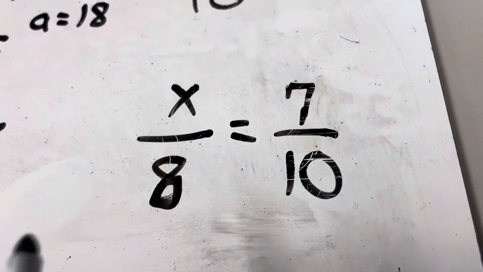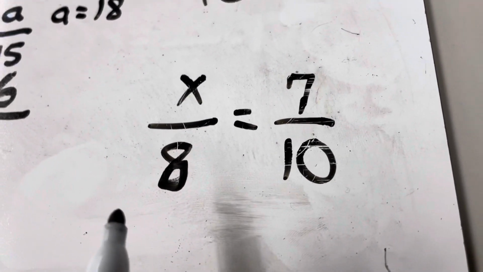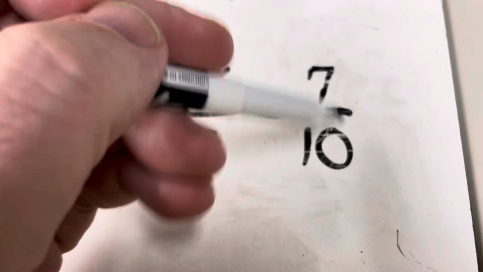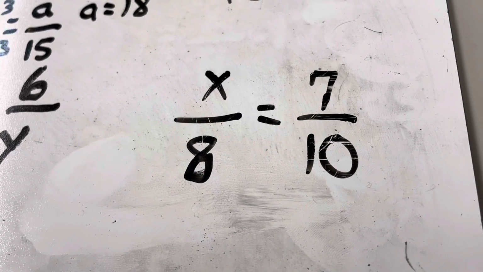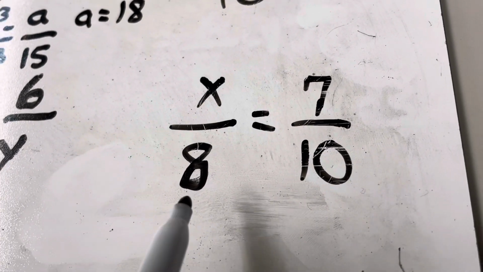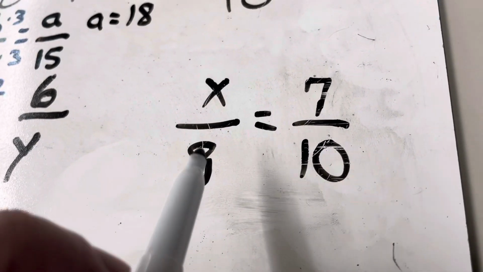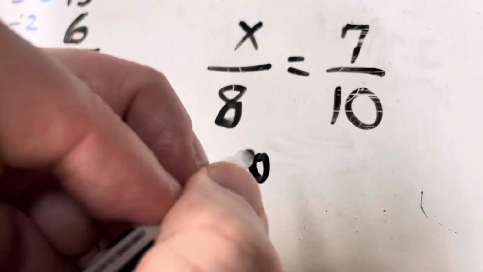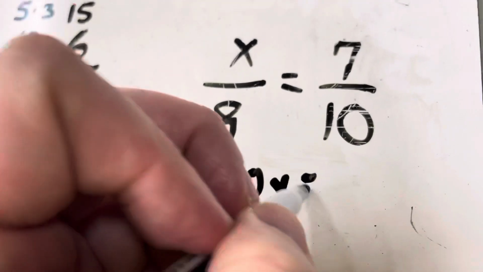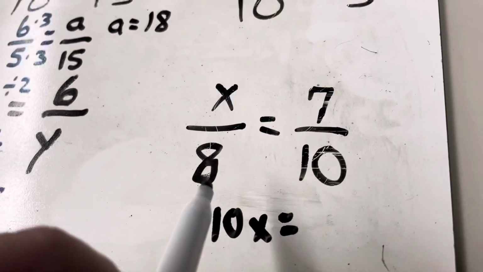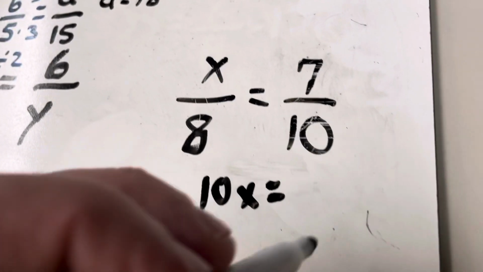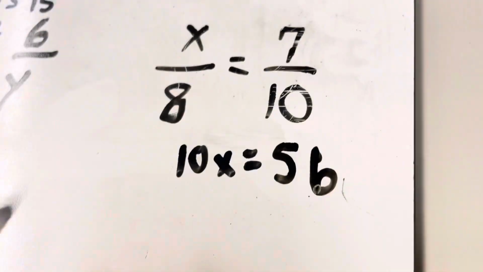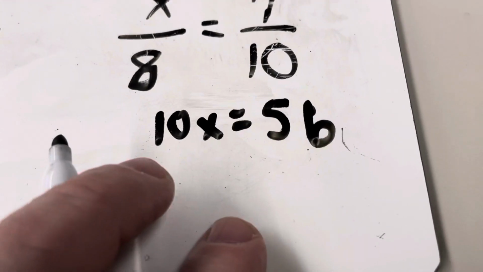All right, 2 more. Here we go. x over 8 equals 7 over 10. Well, 8 doesn't work well with 10, and 7 over 10 is in simplest form. So it looks to me like I'm going to be doing some cross multiplying, where 10 times x, which is 10x, has to equal the same thing as 8 times 7. Well, that's 56. So 10x equals 56.